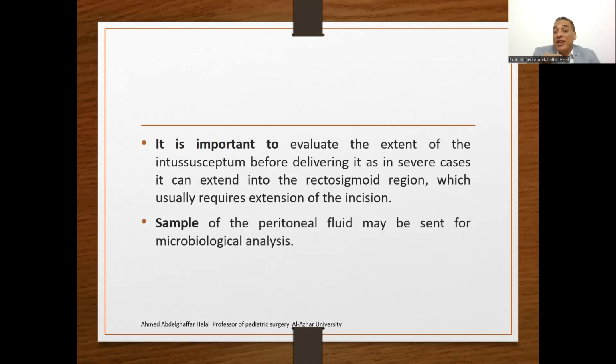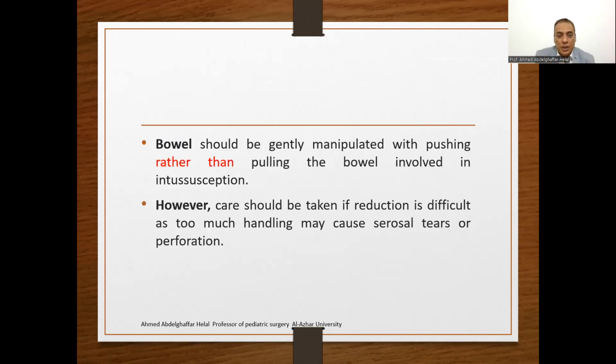It's important to evaluate the extent of the intussusception before delivering it. In severe cases, it can extend into the rectosigmoid region, which usually requires extension of the incision. A sample of the peritoneal fluid may be sent for microbiological analysis. So it's very important after the incision to assess the extent, the starting point and the ending point of the intussusception, as you may need to prolong or extend the incision.